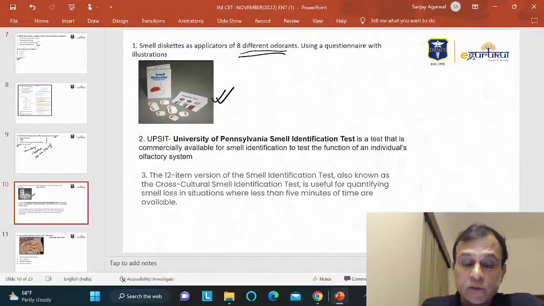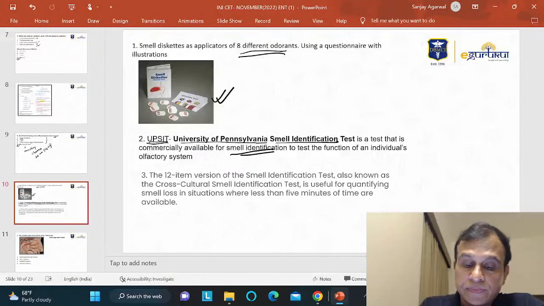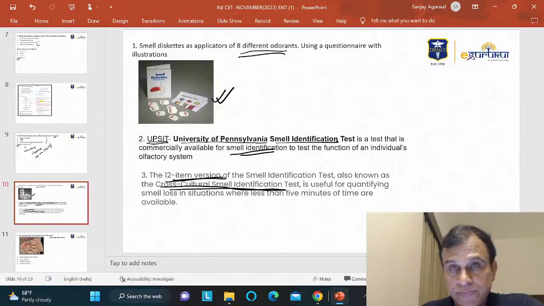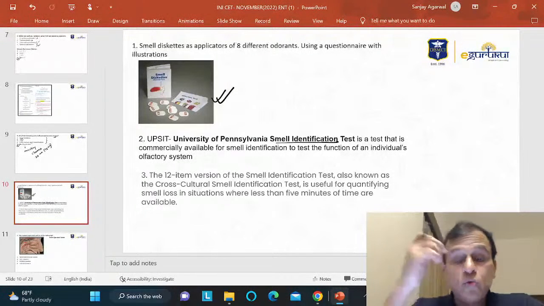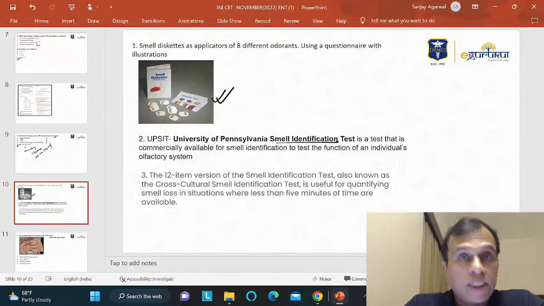It's a very similar kind of test, UPSIT. UPSIT stands for University of Pennsylvania Smell Identification Test. It's a commercially available test. Again, it's for smell identification. And this cross-culture smell identification test has a 12 item version. In the first one there were 8, there are 12 in this one. So basically these tests, only the names could be important. They are all used for identification of the smell, whether the patient can identify the different smells or not. But the saccharine test is not for smell identification, it's for mucociliary clearance. That's the main aim.